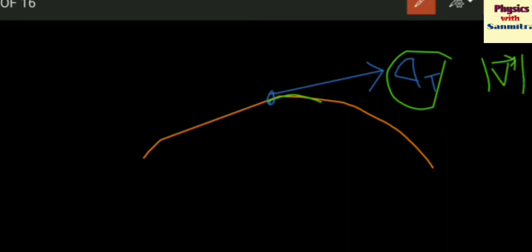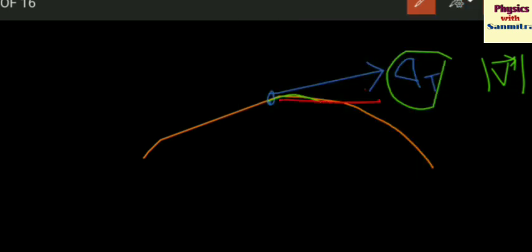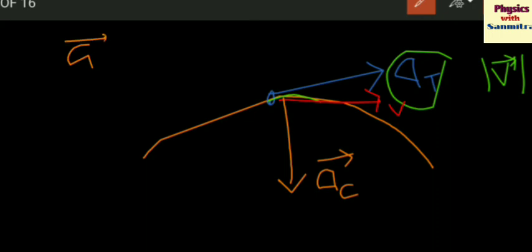But there is another acceleration. Even if the magnitude of speed is constant, it will change the direction of velocity. Like in the very next moment the direction will be like this. So there is something that is pulling it inside. That component that I am telling is centripetal acceleration, AC. So I can write net acceleration vector A will be AT, that is tangential acceleration, plus AC, centripetal acceleration.